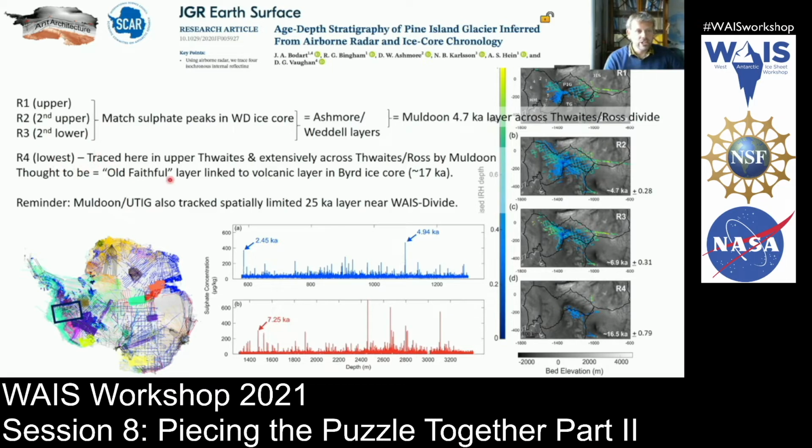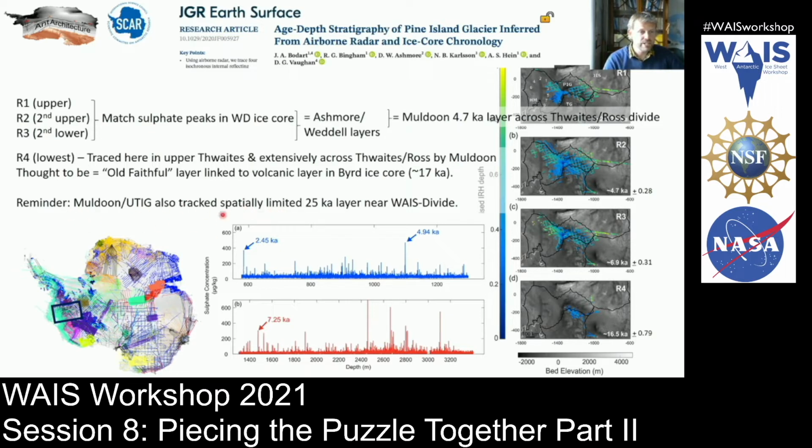The lowest layer that Julian traced was also one that was traced extensively across Thwaites and into the Ross sector by Gail Muldoon, and we think is equivalent to the Old Faithful layer that was linked to the volcanic layer in Byrd ice core, and of course is visible in ground penetrating radar collected by Bob Jacobel and colleagues some years ago. I should say actually that 3 of the layers Julian traced across Pine Island Glacier and linked to WAIS Divide ice core matched very clearly with sulfate peaks in WAIS Divide ice core, and that's something that was brought about in the review of that paper, and we'd like to thank TJ Fudge for some excellent comments that alerted us to that.